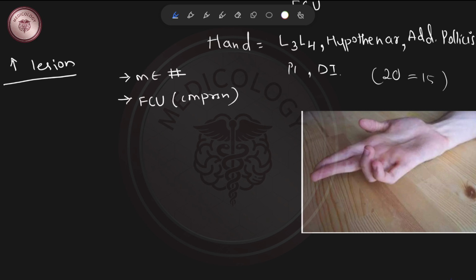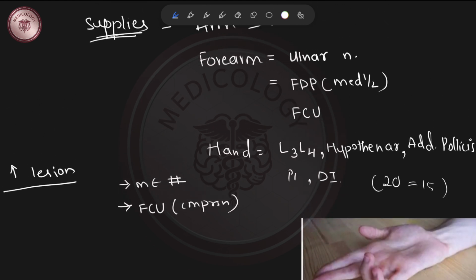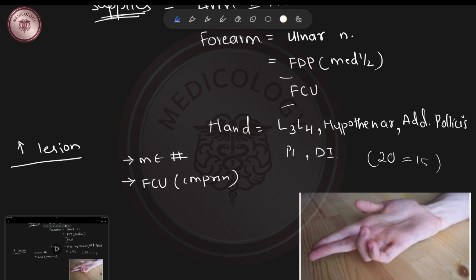So this can be the higher lesion injury. In that, what will happen? All of the muscles in the forearm, that is FDP and FCU, will get injured, and all the muscles in the hand will get injured except those supplied by the median nerve. So these functions will stop.